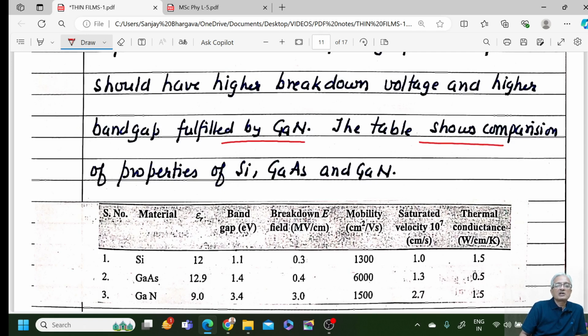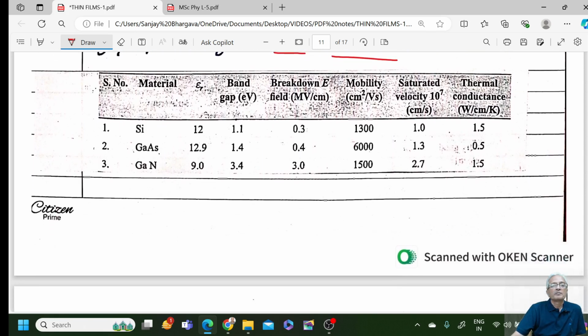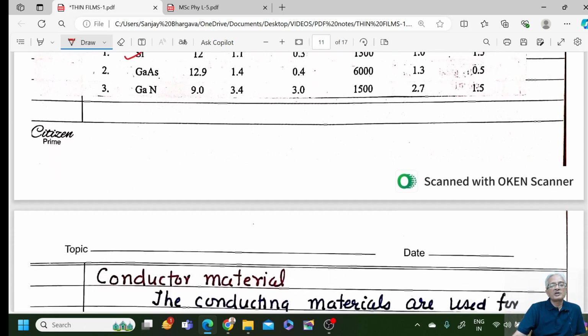The material for high power requirement should have high breakdown voltage and high band gap, fulfilled by gallium nitride. The table shows comparison of the properties of silicon, gallium arsenide and gallium nitride. So we have the materials silicon, gallium arsenide and gallium nitride. Their dielectric constant, band gap, breakdown field, mobility, then saturated velocity and thermal conductance. So this table just gives a comparison of the properties of the three materials.